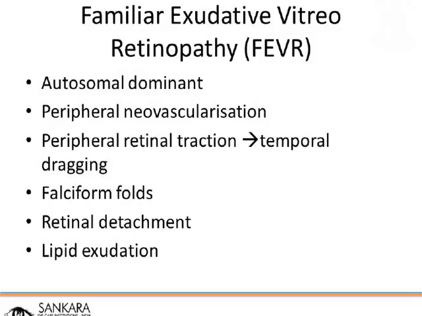So FEVR is usually an autosomal dominant disease and appears as peripheral neovascularization and can present as a temporal dragging and a falciform fold. And it can result in retinal detachment and bilateral lipid exudations. But the thing is, the disease can have such varied manifestation amidst the family members. They can be totally asymptomatic in one person, but you examine the fundus and find these lesions. But some of them can be particularly blind.